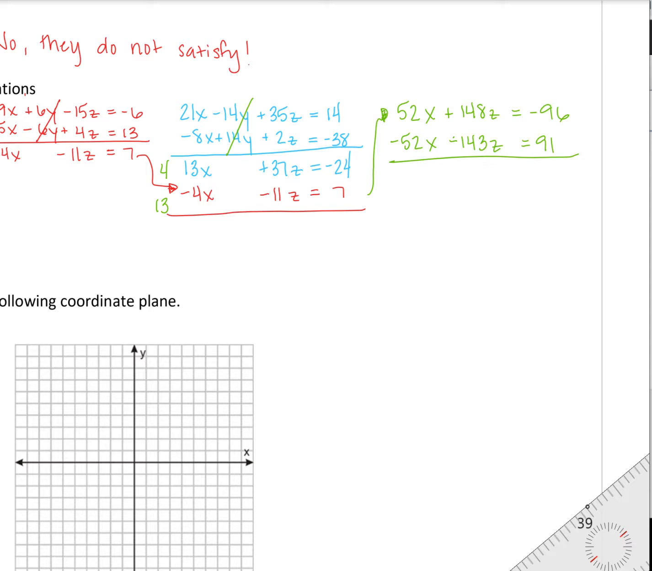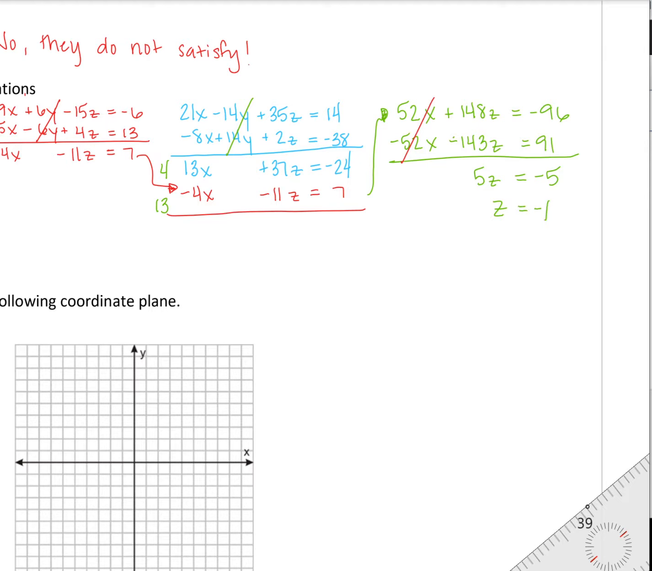All right, so my x's are going to cancel each other out, which is exactly what I needed, and I'm left with my z's. 148 minus 143 is going to be 5z equals -5. So I know z has to be -1.